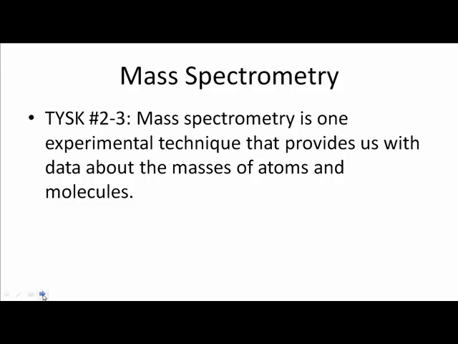Okay, so things you should know. 2.3. Mass spectrometry is one experimental technique that provides us with data about the masses of atoms and molecules. One of the cool new things about the curriculum is we get into analytical methods. These are things that actual scientists use now. So mass spectrometry, I have taken classes where I've used it theoretically, but real life situations where it was used.